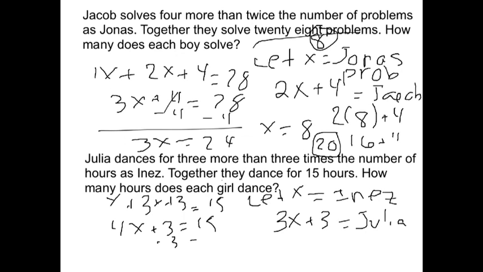We're going to minus 3 from both sides. 4x equals 12. X equals 3. So we know Inez does 3. And 3 times 3 is 9 plus 3 is 12. So we know that Julia does 12 and Inez does 3, and 12 plus 3 gives us the 15.